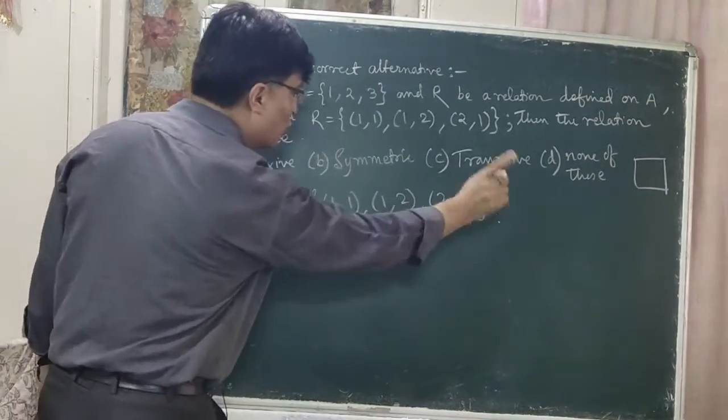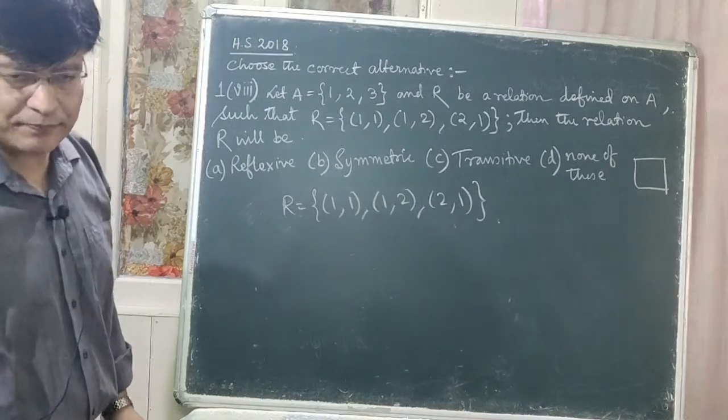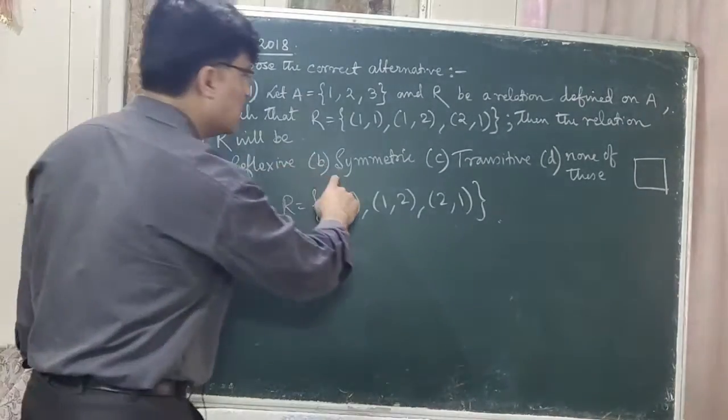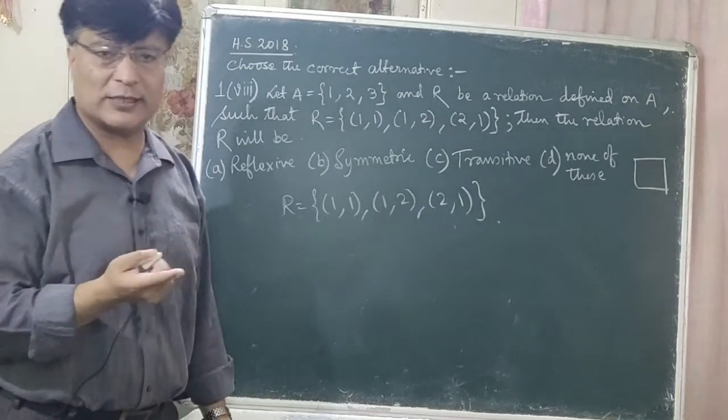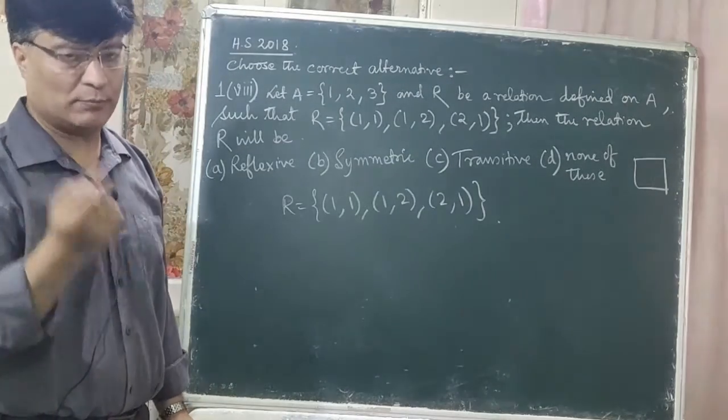Is there 2 comma 2? No, so it is not reflexive. And let us check for symmetric relation. You know symmetric relation, if A comma B belongs to the relation R, B comma A should belong to the relation R, okay?